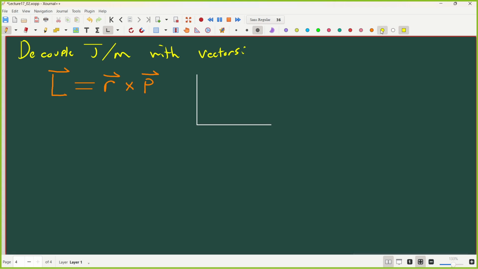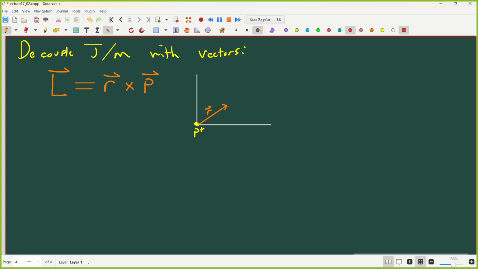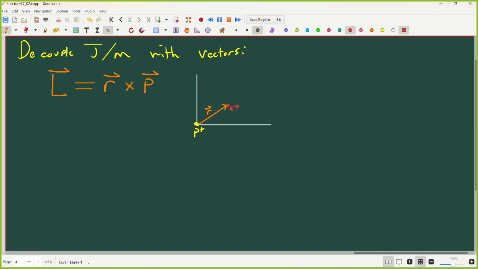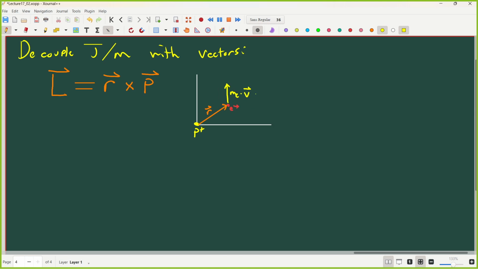So let's imagine again that at the origin of our coordinate system, we have our proton, right? And we have this r vector, which is pointing in some direction towards our electron, which is this little red dot here. Okay, so there's r, and this electron is moving in some direction. I don't know which direction it is, but it's got some velocity vector. Or we could write m_e times the velocity vector of this electron, which is the momentum.